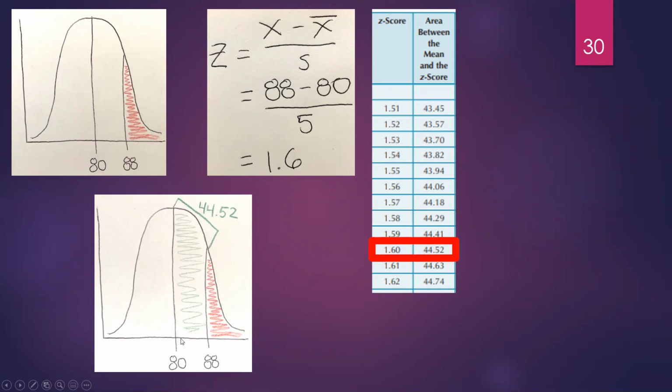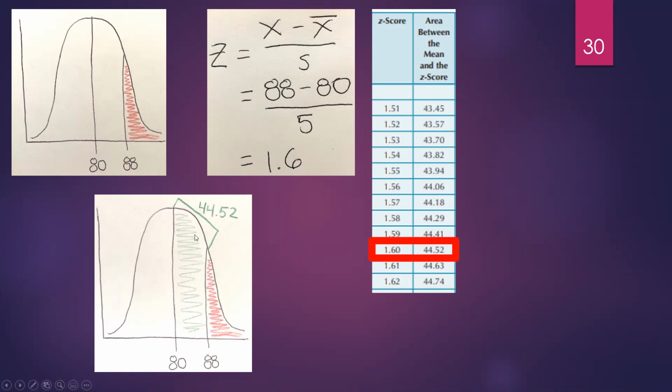and 44.52% of all values are between this z-score and the mean. This green part is the 44.52, right? The area between the mean and the z-score is the 44.52. But we're trying to find this red part, right? The area or the probability that a value is greater than 88.